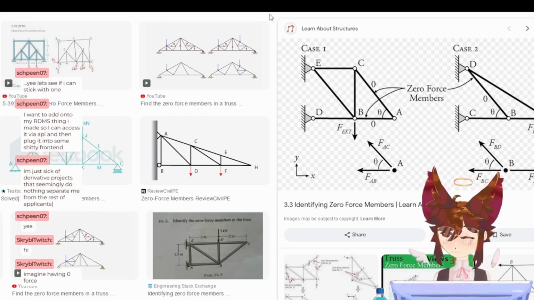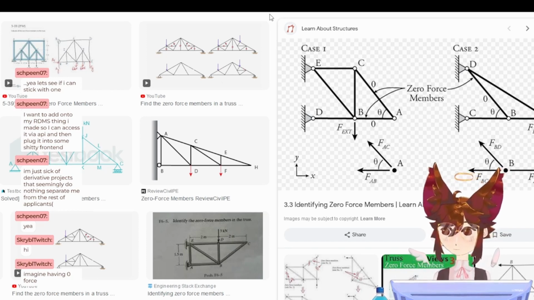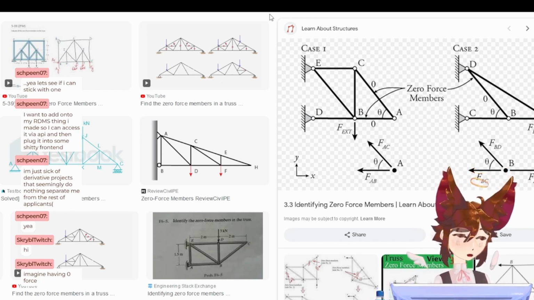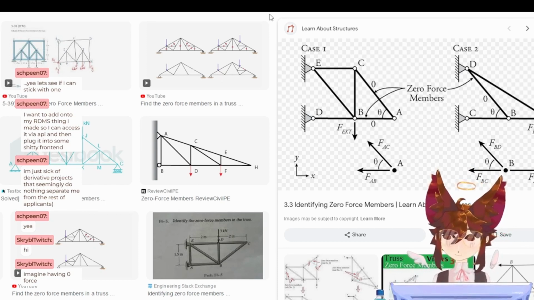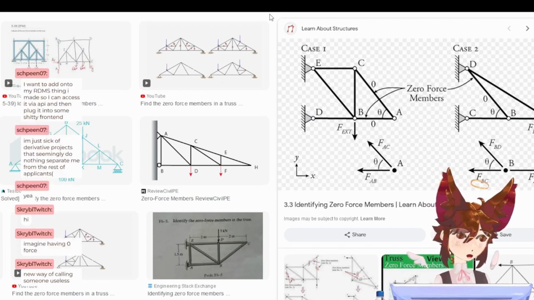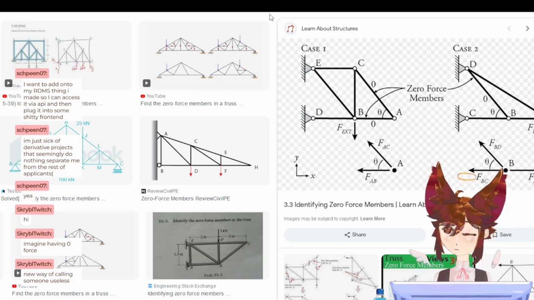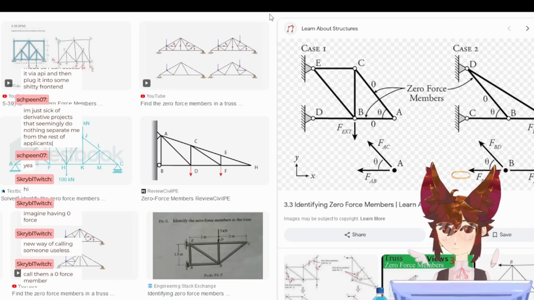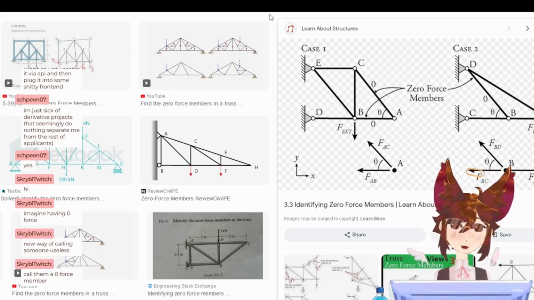Imagine being a Zero Force member. Lol. Well, they're usually just for structure. It's kind of weird because they're not there for load, but they're there for structure. Kind of funny, silly. I was there to hold you up and support you. They're not useless. Zero force, they're not useless. Call them a zero force member. Calling them a zero force member in a team would actually be very, very funny.